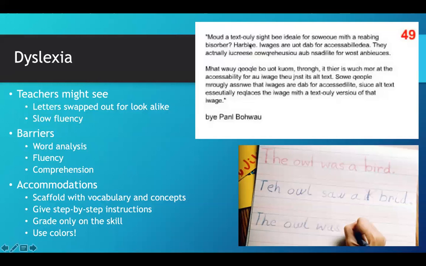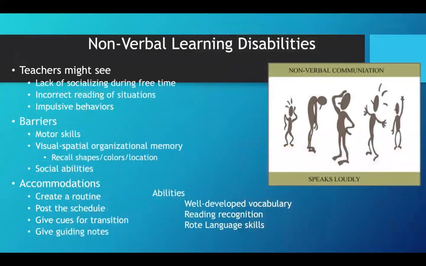These are a few examples. This is an example of what a dyslexic reader might see when they're trying to read a book. And this person is trying to rewrite this sentence, and you can tell how they kind of struggle, but they're working on it. They're practicing, they're trying. And then last is the nonverbal learning disabilities.